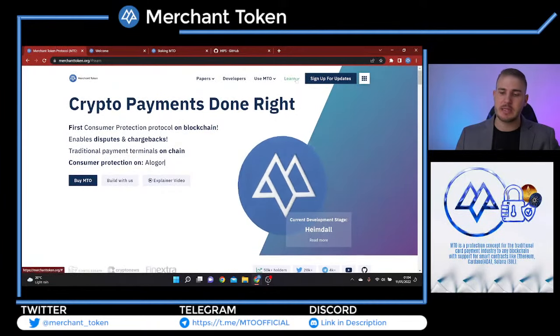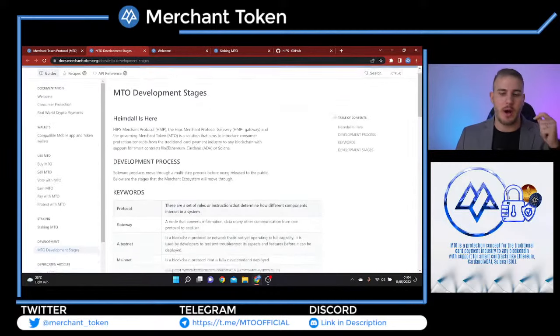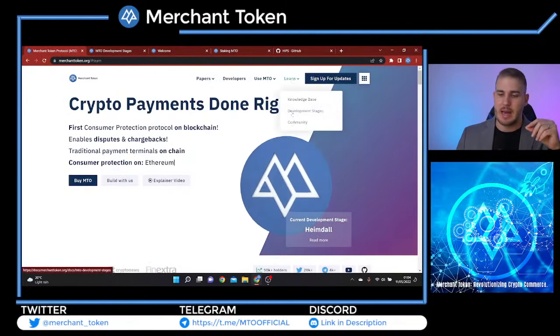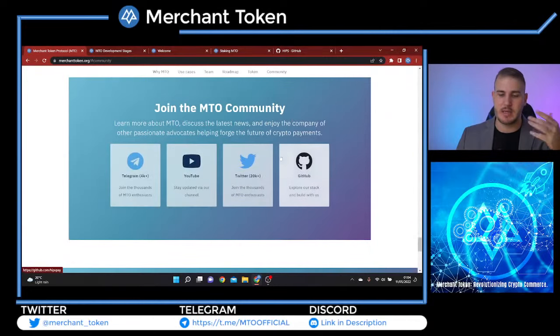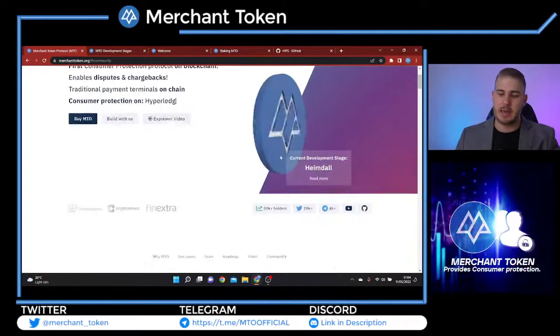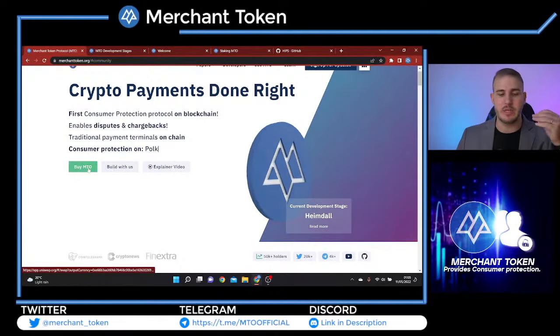On the community side, we have the development stages, which you can go into details on each of them, and the community side here where you can join the community. Let me just go up again and keep going down. You can directly go and buy MTO.